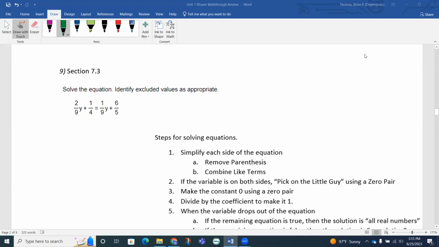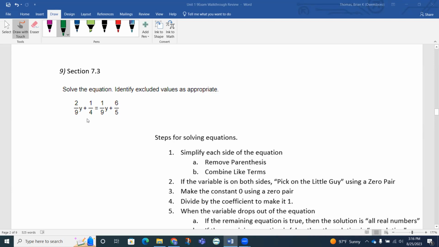As we move into the Unit 1 walkthrough, we're going to do questions 9, 10, and 11. Question 9 says solve the equation, again identifying excluded values as appropriate. Excluded values happen if the variable is in the denominator. In this problem the variable is y and it is not in the denominator, so we don't have to identify any excluded values.